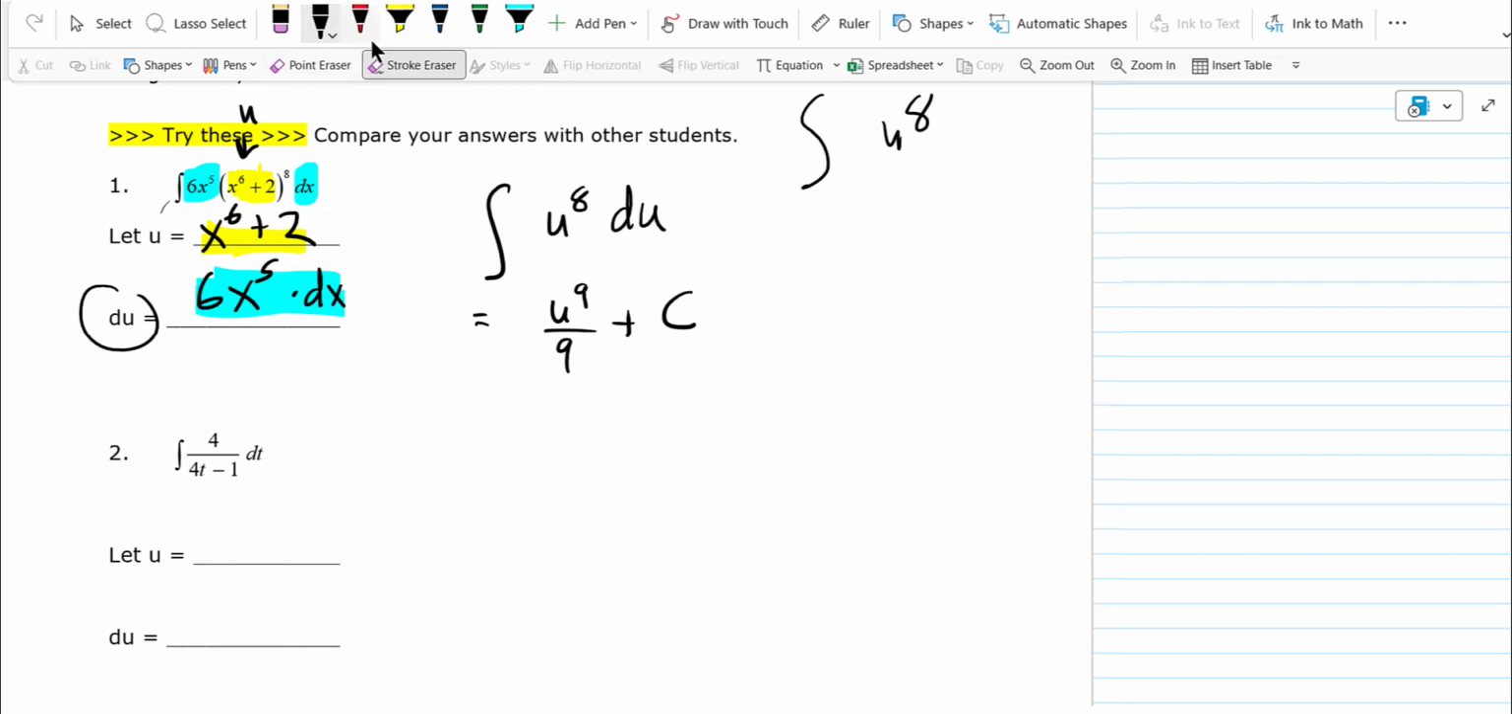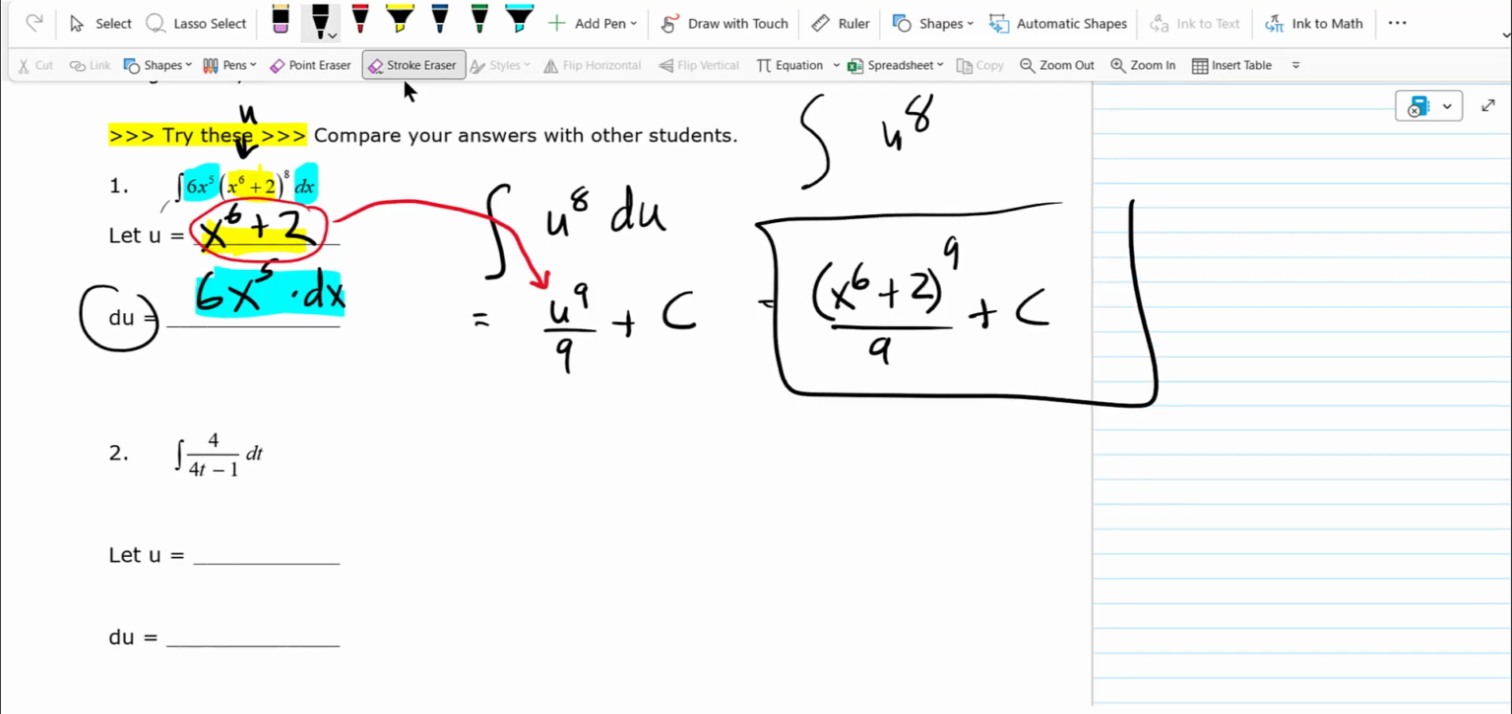And then the last step is you do not want u in your answer. You want it in terms of your original variable. So the answer I hope you got was replace u with x to the 6 plus 2. That'll be raised to the 9th over 9 plus c. Okay, is that what we got? I don't know if anybody had time to finish that up because we ran out of time in class.